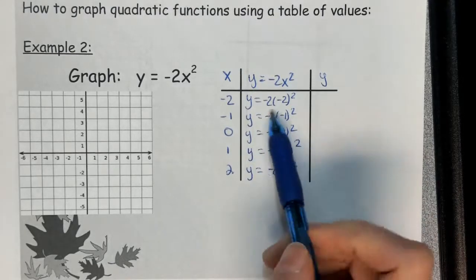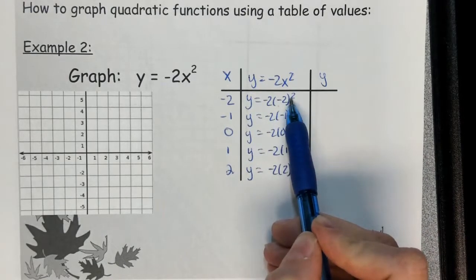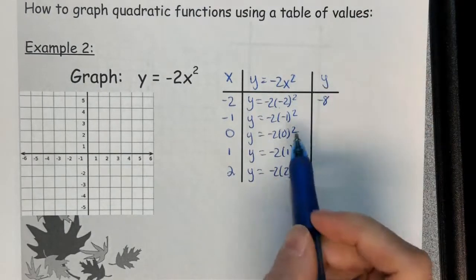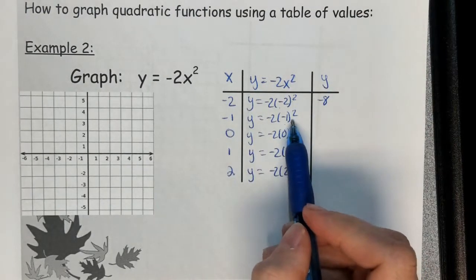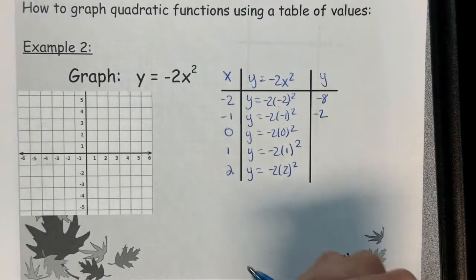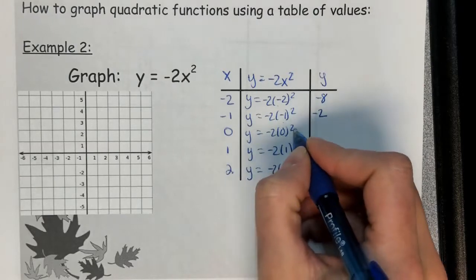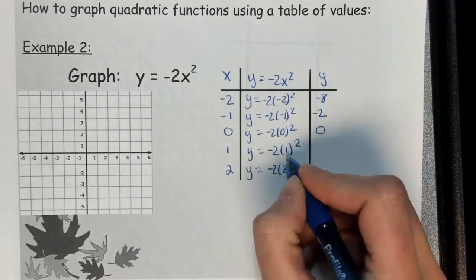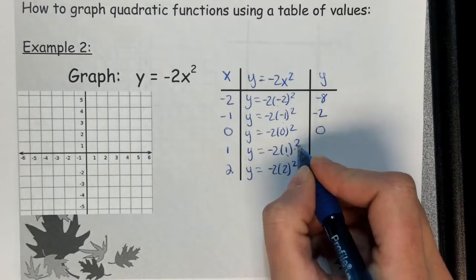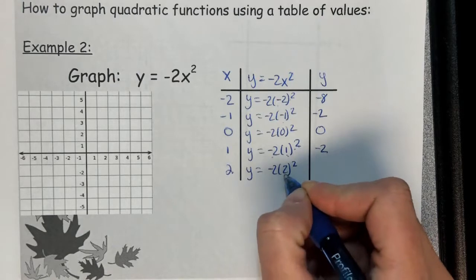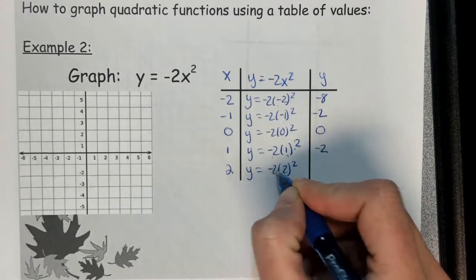Okay, negative 2 squared is positive 4. Times negative 2 is negative 8. Negative 1 squared is positive 1 times negative 2 gives me negative 2. 0 squared, 0 times negative 2 is 0. 1 to the second power times negative 2, and 2 squared times negative 2.